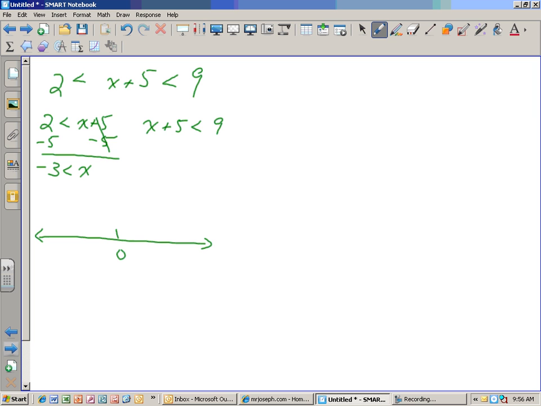Okay, do you see what I did? I took the middle term here, and I split it up into 2. And then here I'll subtract 5. So it looks like my two numbers are -3, which is over here, and 4, which is on the right side. Am I going to have open circles, closed circles, or one of each? Open. They're both going to be open.